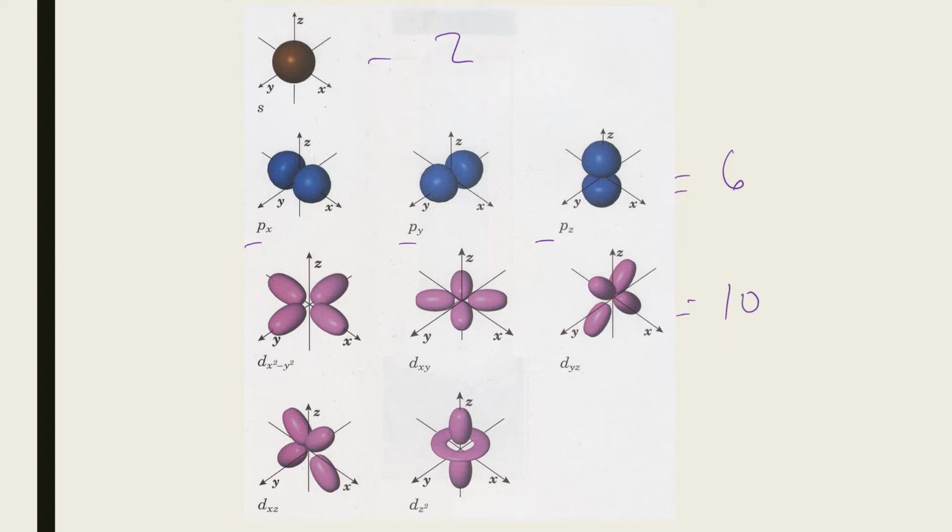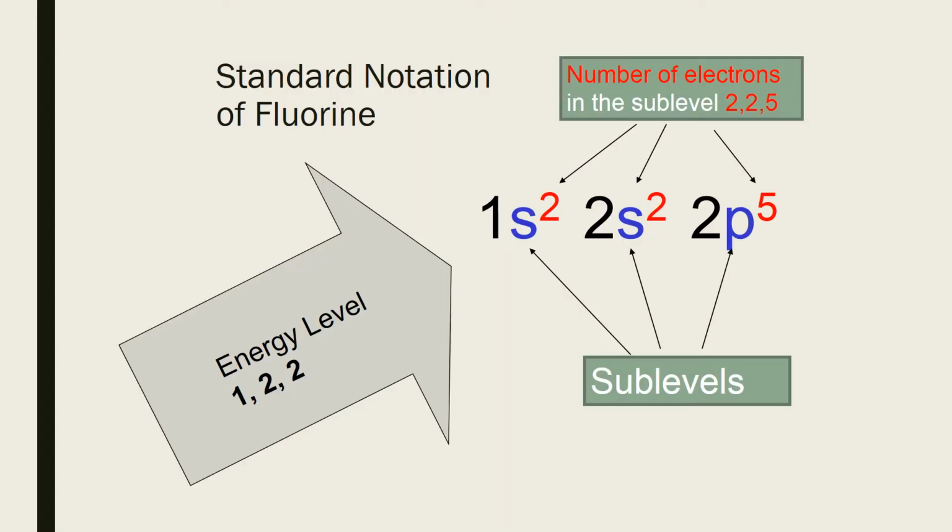Okay, so, all right. So standard notation. This is how we write it. You should have seen this in the POGL. So the energy level, 1, 2, this is referring to the row on the periodic table. So this is talking about row 1. These are the primary energy levels 1 and 2.